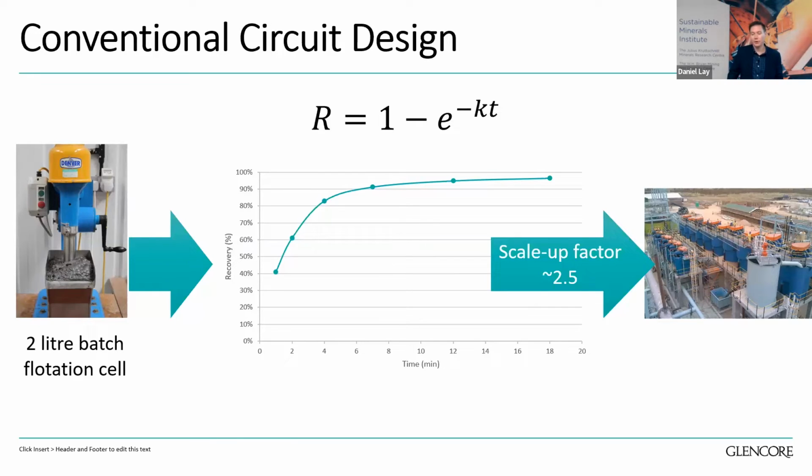Upon knowing the required residence time in the batch cell, the result is scaled up by an empirical scale-up factor of 2.5. So, for example, if you found that you reached your target recovery in a batch cell in 10 minutes in a laboratory cell, you would design the full-scale flotation bank for 25 minutes.